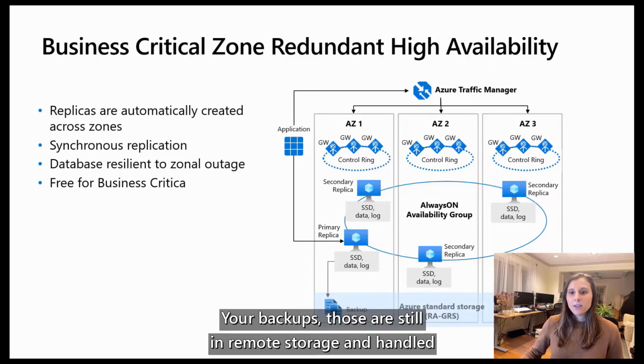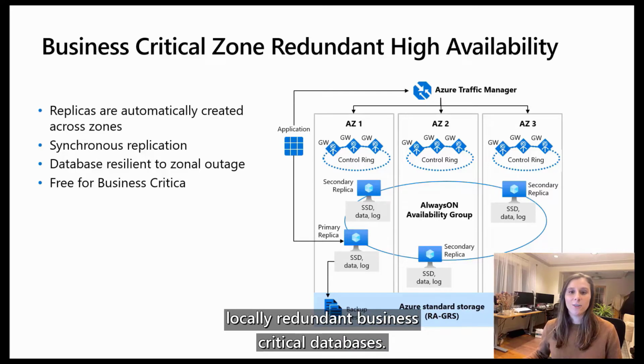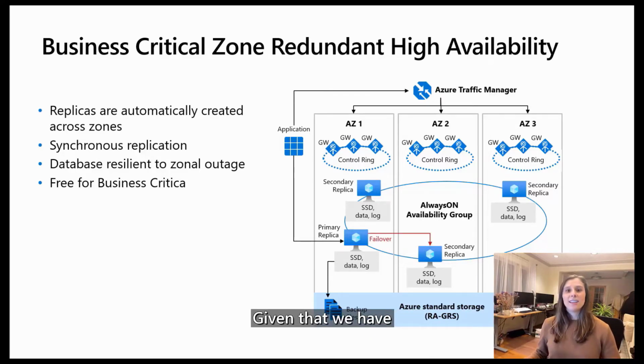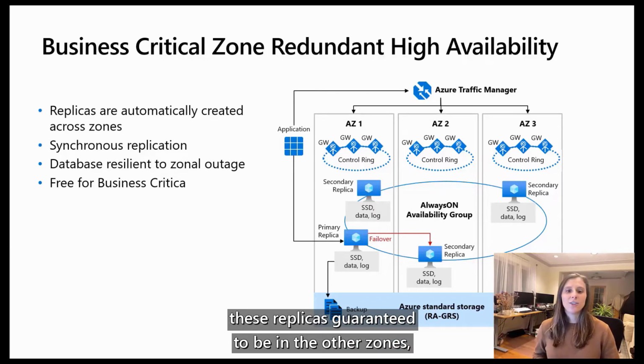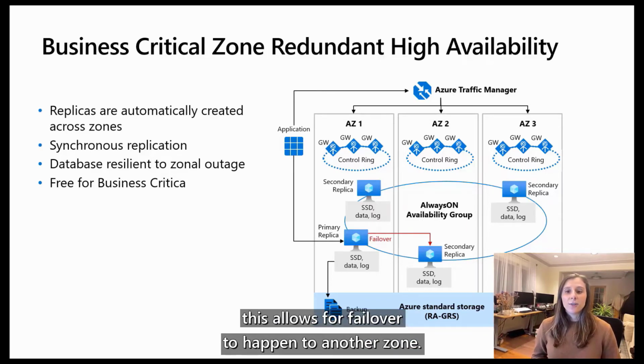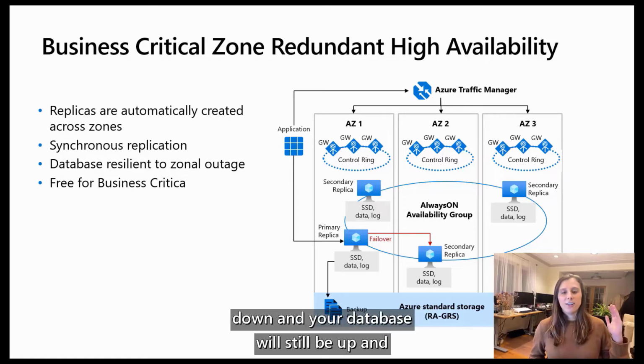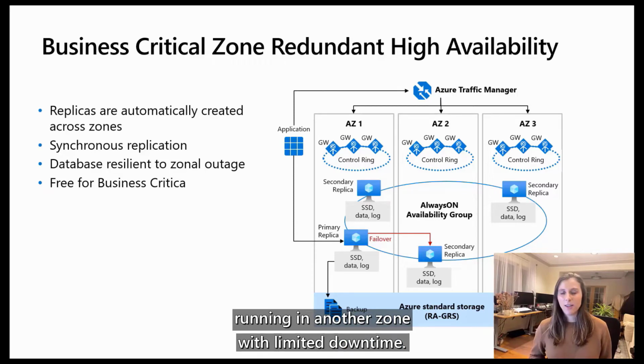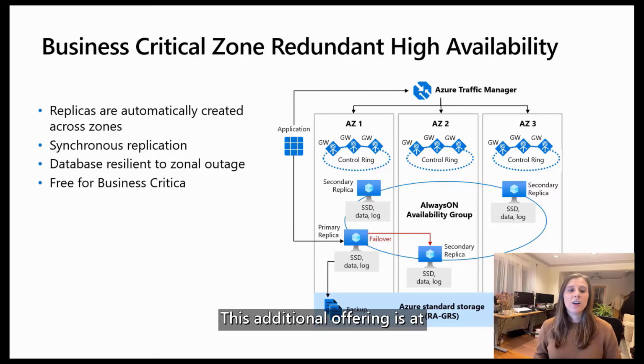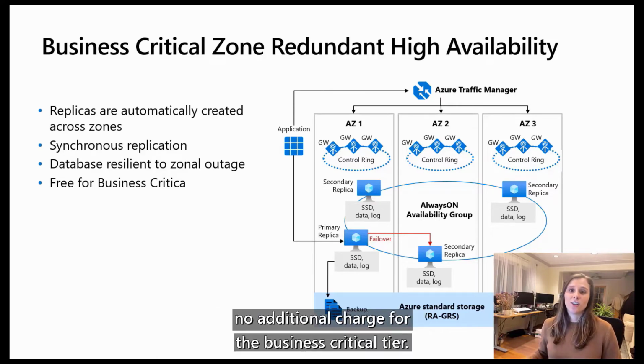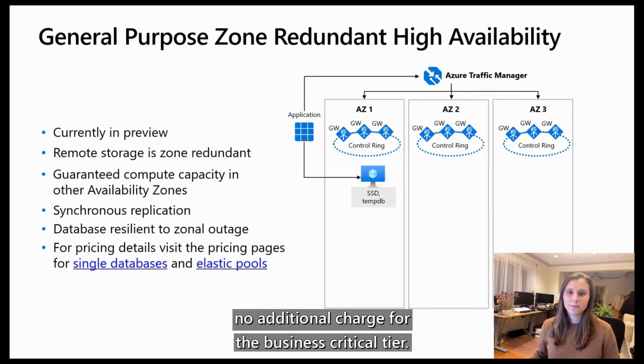And your backups are still in remote storage and handled the same way as in locally redundant business critical databases. Given that we have these replicas guaranteed to be in the other zones, this allows failover to happen to another zone. So an entire data center could go down and your database will still be up and running in another zone with limited downtime. This additional offering is at no additional charge for the business critical tier.